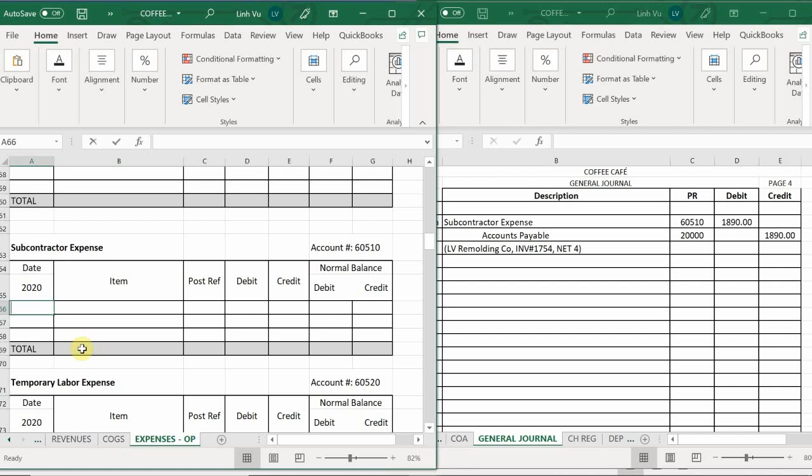So again, 611. What was this expense for? For the subcontractor, for the remodeling, to design the store. That's why we had them. Now in this case, post reference. When did this transaction happen? General Journal 4, for how much? For 1890.